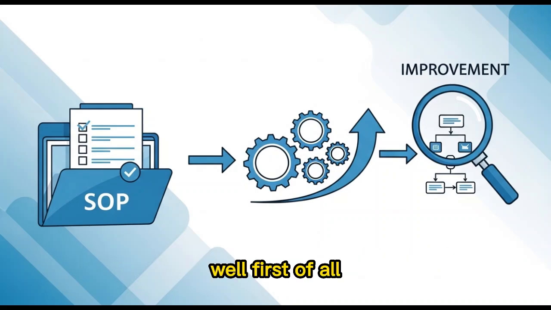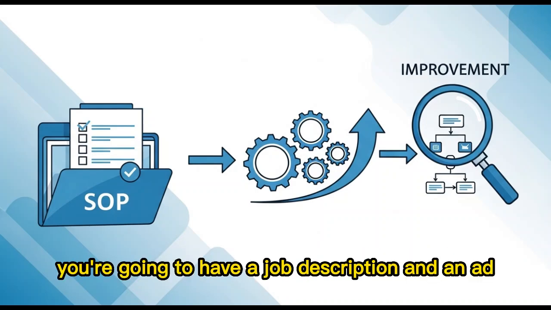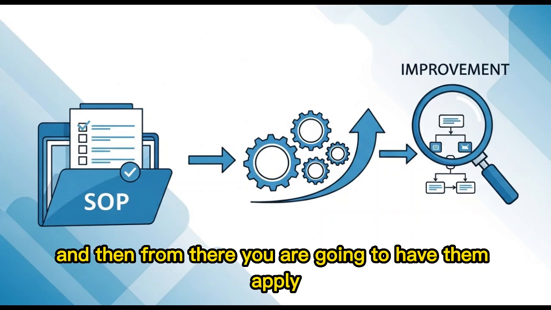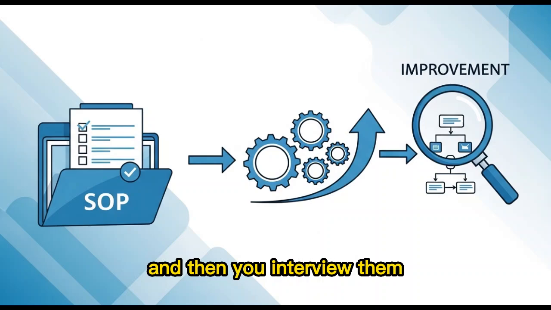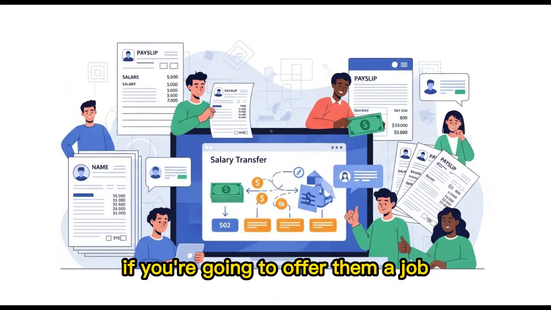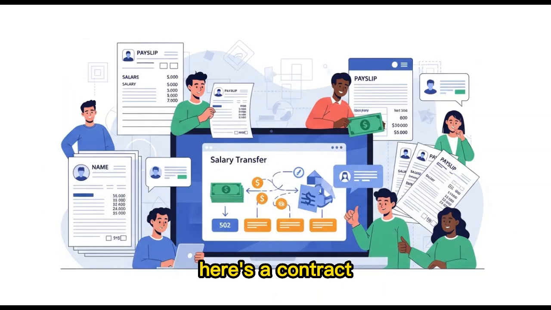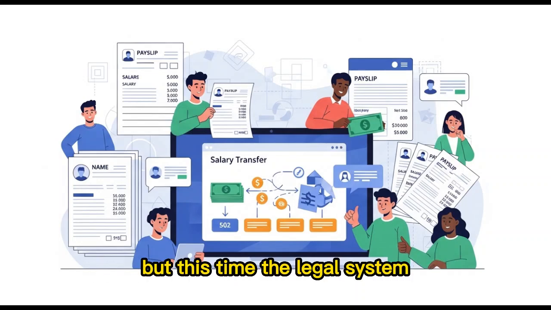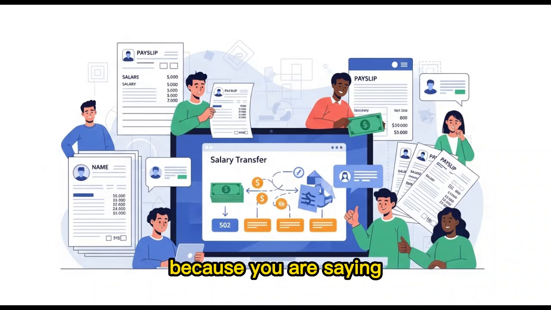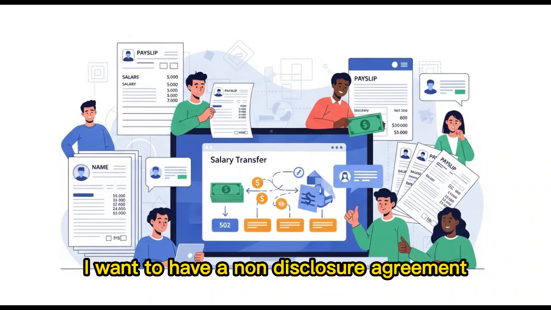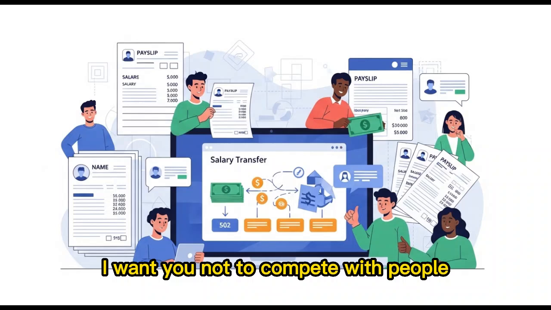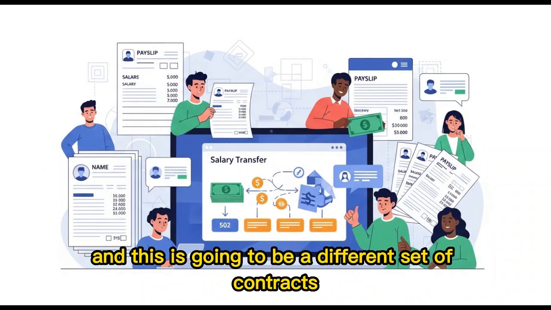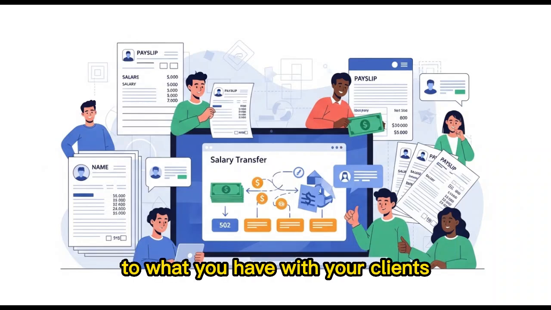Well, first of all, you're going to have a job description and an ad which goes out, and that's usually done by your HR, and then from there you are going to have them apply, and then you interview them. If you're going to offer them a job, you're going to say, right, here's a contract. So then we've got the legal system again, but this time the legal system and the contracts you're giving are different, because you are saying, I want to have a non-disclosure agreement. I want you not to compete with people. I want you to be able to work these potential hours, and this is going to be a different set of contracts to what you have with your clients.